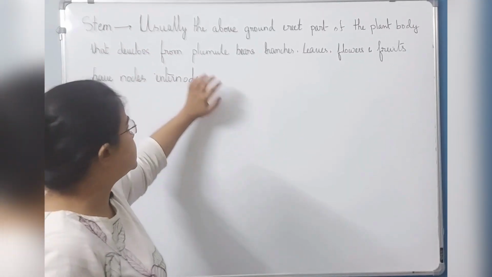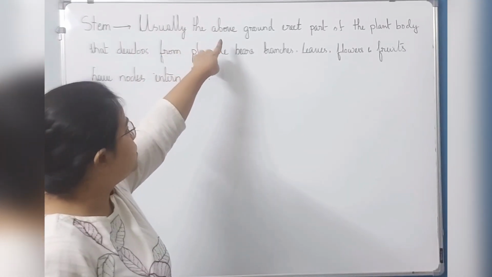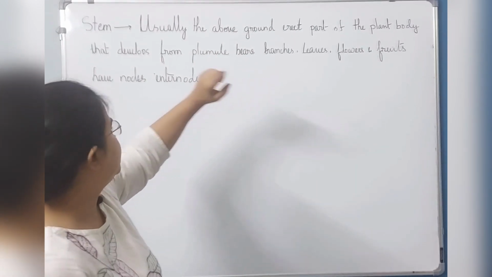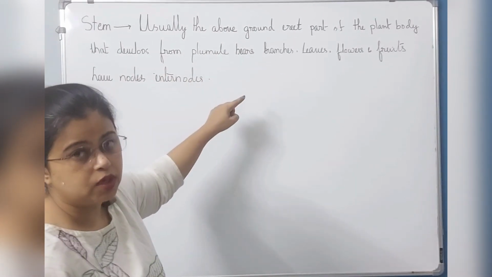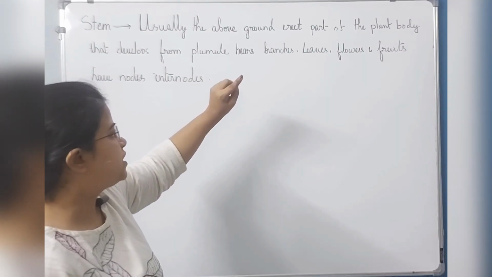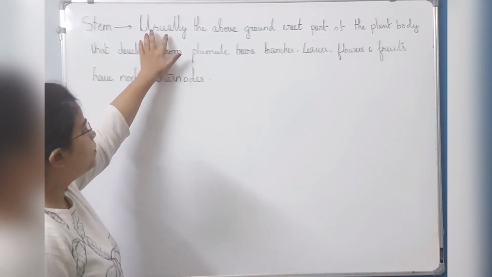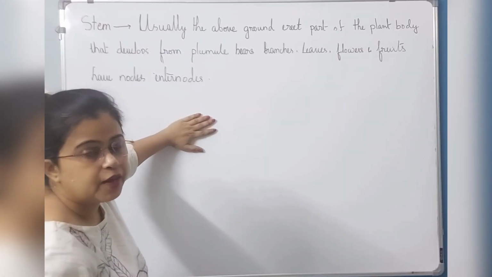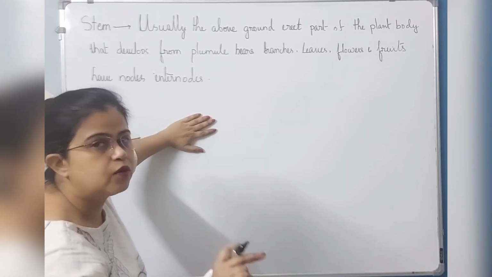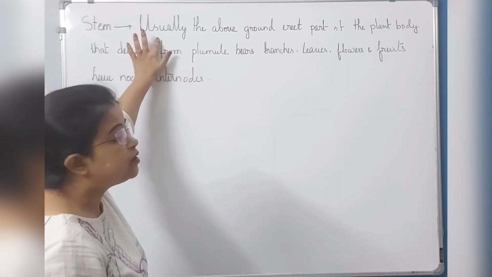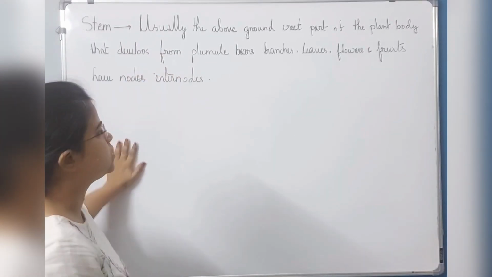Stem. What is stem? Usually the above ground erect part of the plant body that develops from plumule, bears branches, leaves, flowers and fruits and have nodes and internodes. यहाँ पे usually the above ground कहा गया है because stem can be on the ground which is prostrate and underground as well. That is why the word usually has been used here.